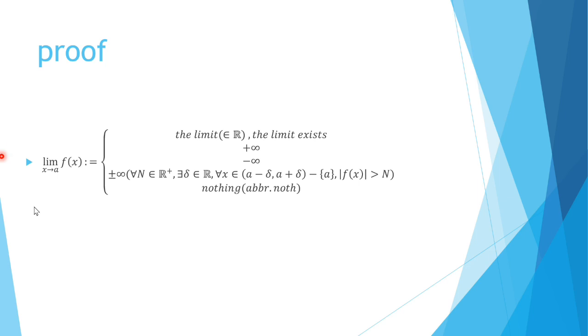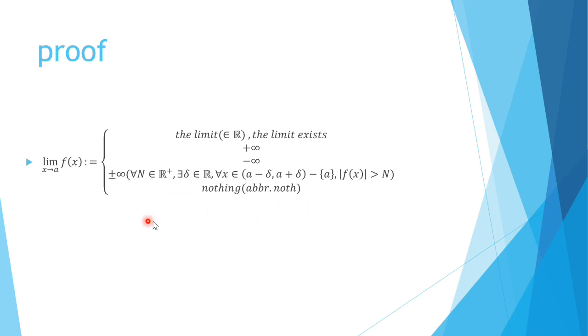Before we start with our proofs, I'm going to show you a new function, a new limit function. The input of this function is function f and a real number a. If the limit exists, it will return the limit, which is a real number. If the limit doesn't exist, it may return positive infinity, negative infinity, both-sided infinity, or nothing.